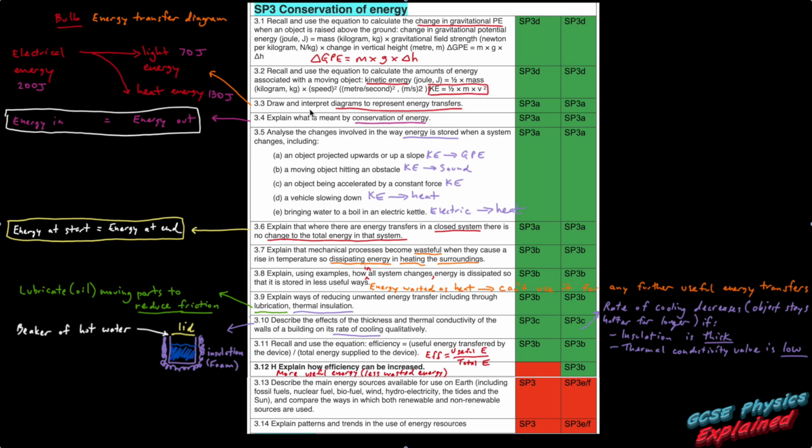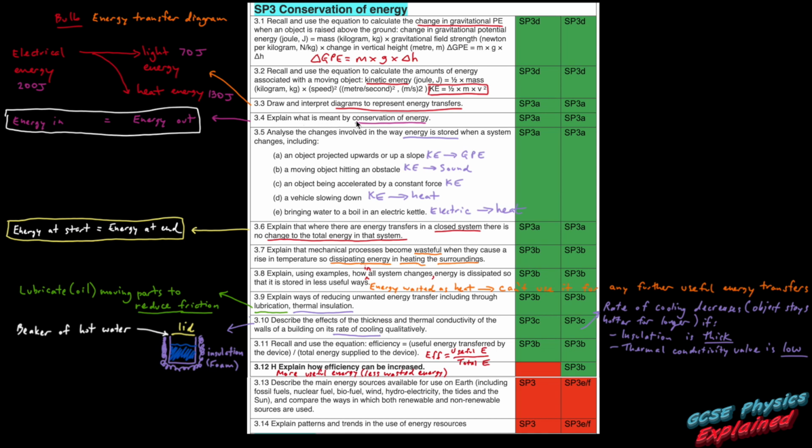You should be able to draw and interpret diagrams to represent energy transfers. So for example, for a bulb, the energy transfer diagram would show that electrical energy goes in, turns into light energy, which is useful, and heat energy is wasted. The arrow pointing downwards is always the wasted energy.